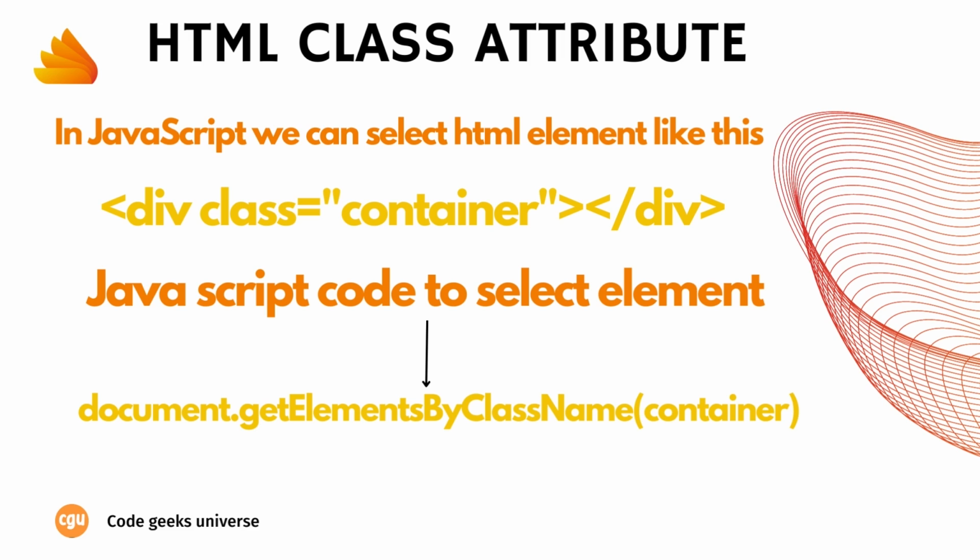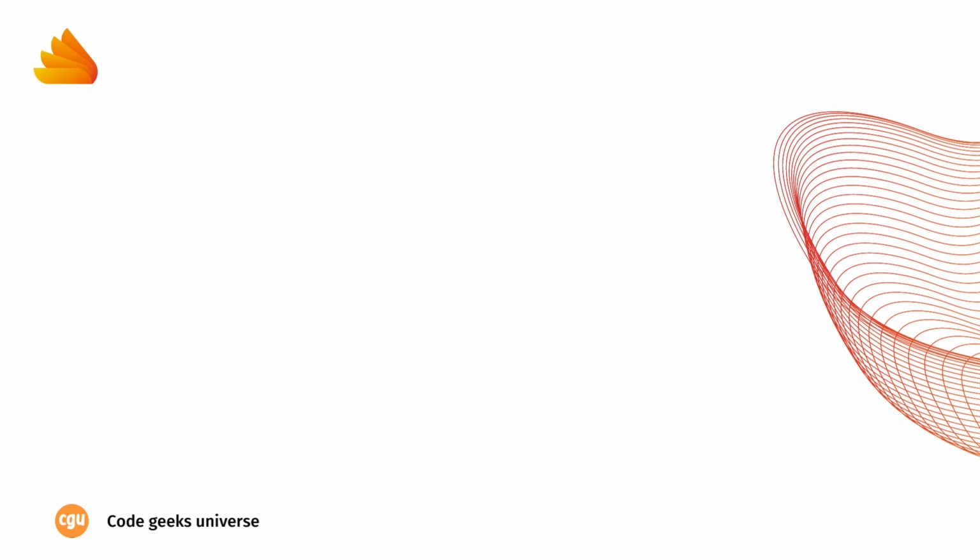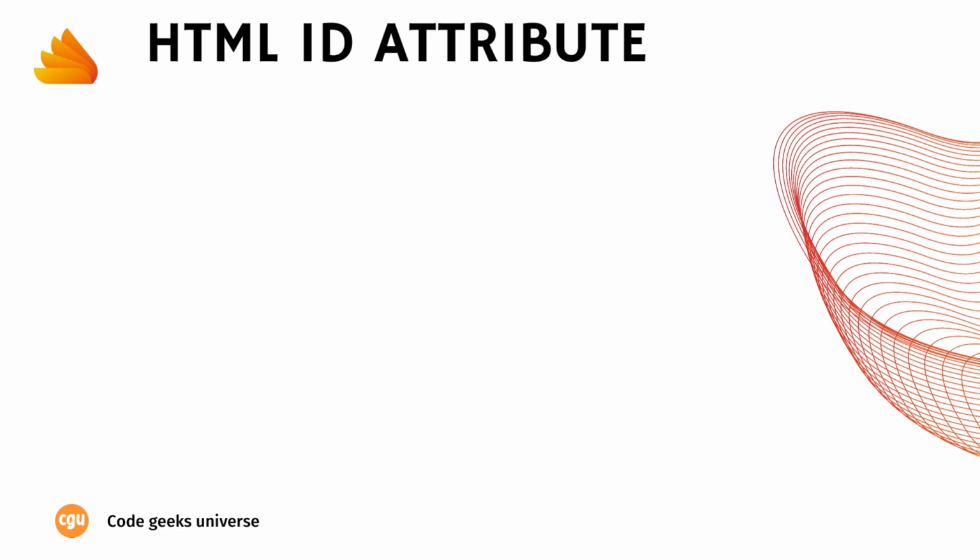Creating a class in CSS is simple and straightforward. All you need to do is write a period character followed by the desired class name. You can then define the CSS properties within curly braces to customize the styling as per your requirements. And now it's time to learn about the ID attribute.